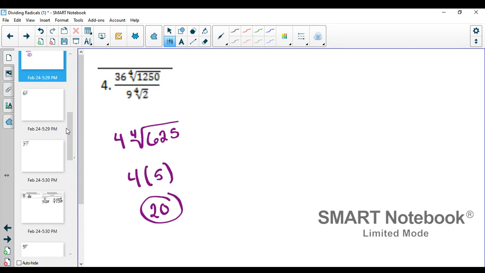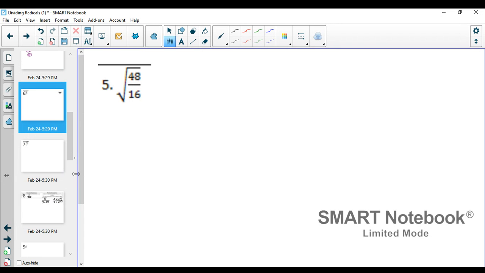All right, so moving on to number 5. So we have the square root of 48 over 16. So just divide 48 by 16, which does divide into a whole number, and we're left with the square root of 3. And there is no further way to simplify that, so it is just the square root of 3 as an answer.